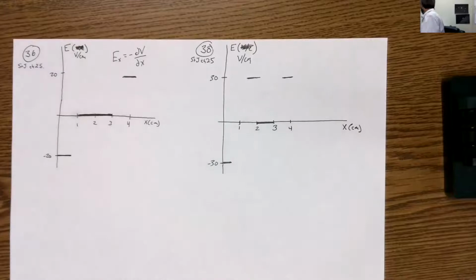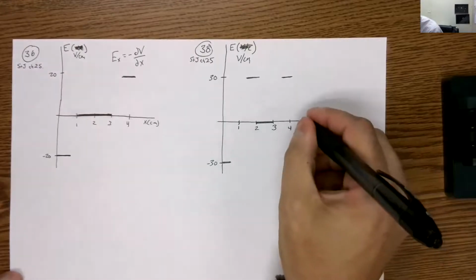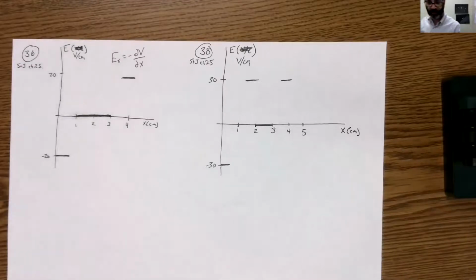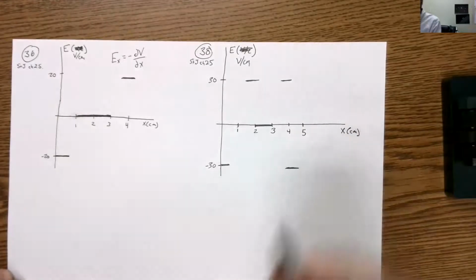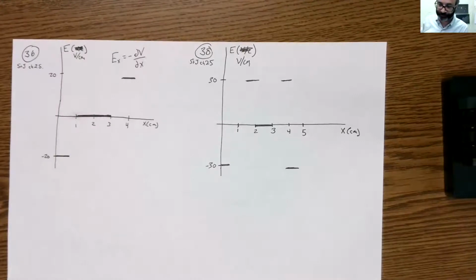And then finally from 4 to 5 is the last one. And what would our electric field be in that very last region? Negative 30. Negative 30 again, right? All right, so another step function like that. Are we all right with those two? Any questions? How we got those? All right. The key is to remember the electric field is the negative of the derivative of the potential.